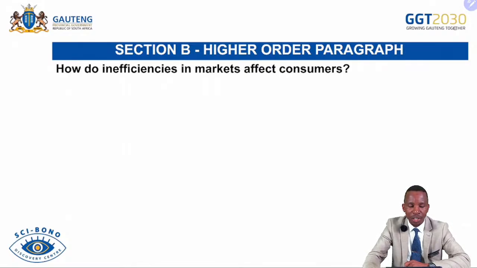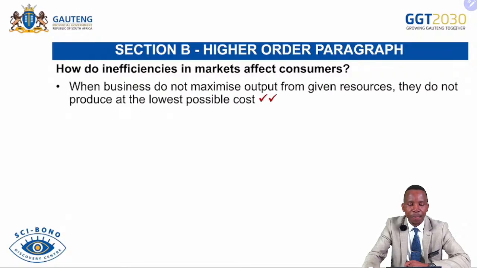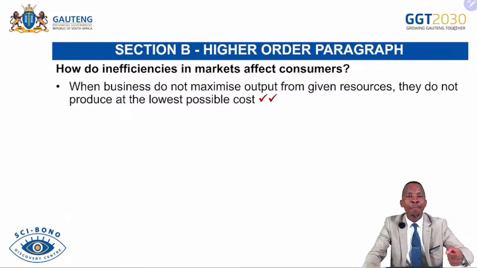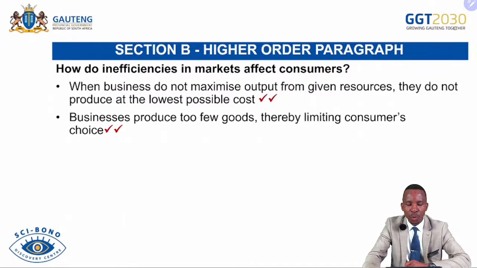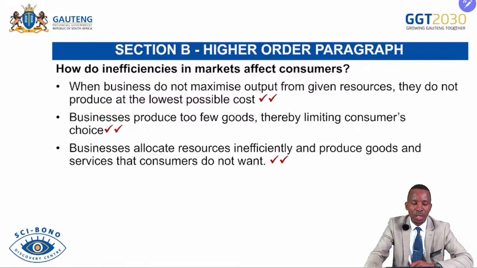And then the higher order questions. How do inefficiencies in the market affect consumers? When businesses do not maximize output for given resources, they do not produce at the lowest possible cost. So they find themselves using more inputs to produce less quantity of goods and services because they are very much inefficient. Businesses produce too few goods, thereby limiting consumer choices. If they are very much inefficient, they don't find the room to produce goods at the larger capacity. Therefore, they limit the consumer choice.